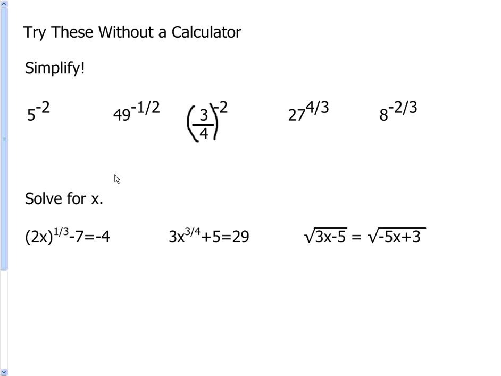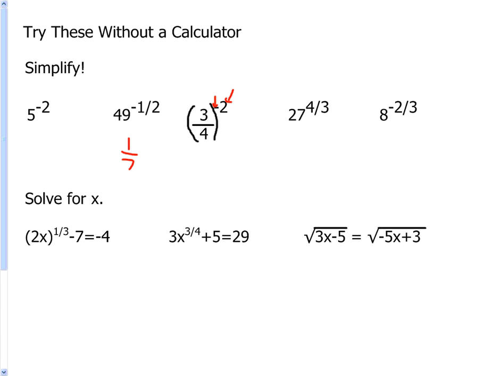Okay. 49 to the negative 1/2. There's a way you're used to saying that with two words. Square root. Yes, it's the square root of 49, which is 7. Why isn't the answer 7? It says they added a negative in there, so is it negative 7? It's 1 over 7.